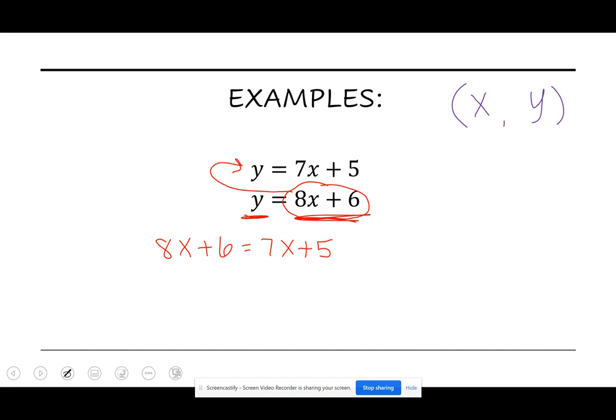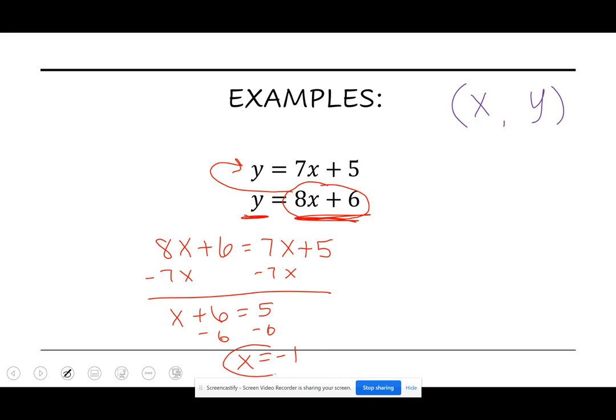Well, now this is an equation that we know how to solve, so we want to get our variables to one side and our constants to the other. So I'm going to subtract 7x. We get 1x plus 6 equals 5, and subtract 6. So we get that x equals negative 1.